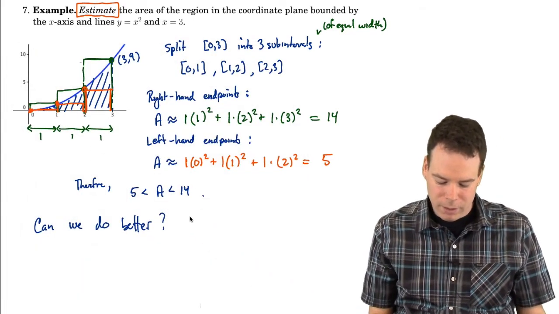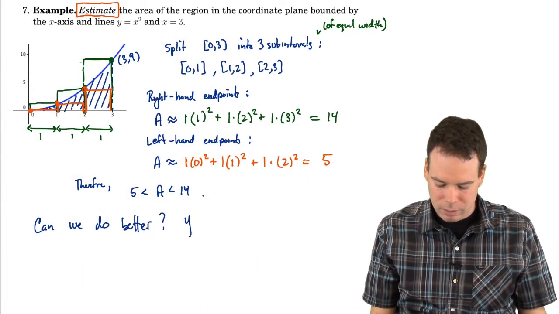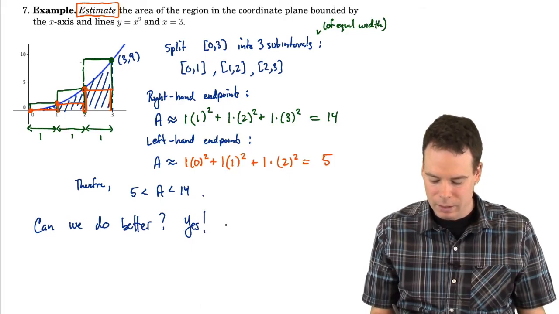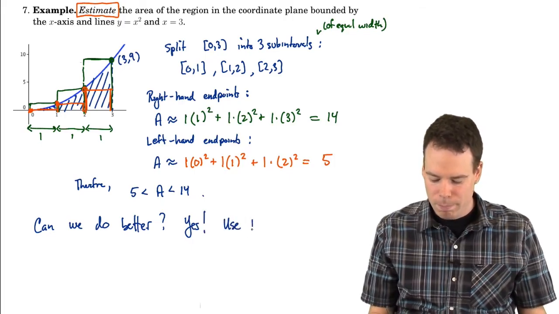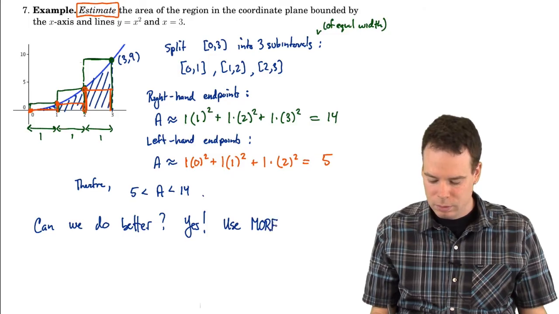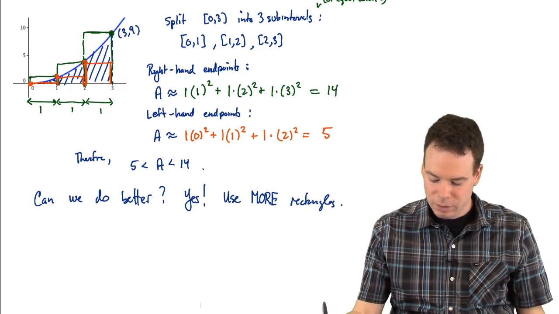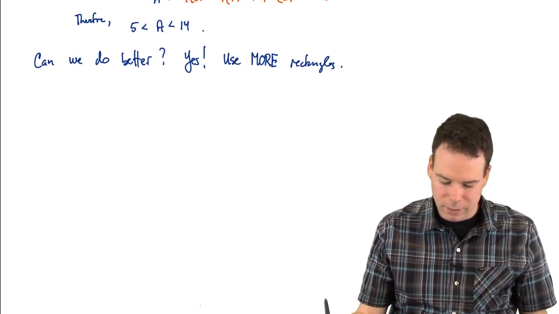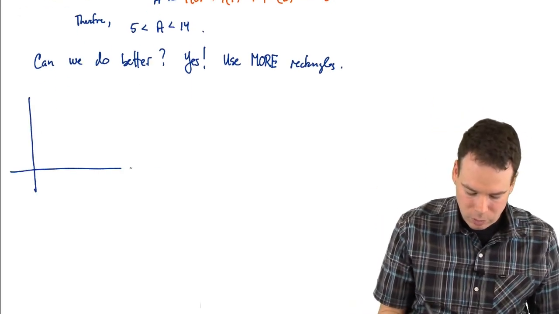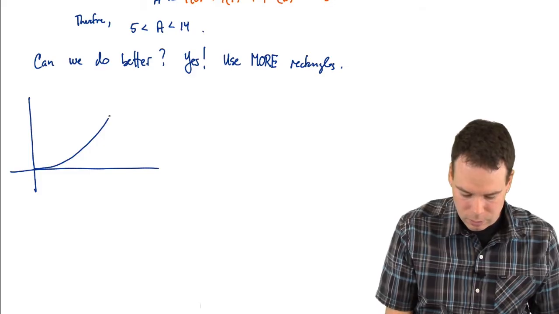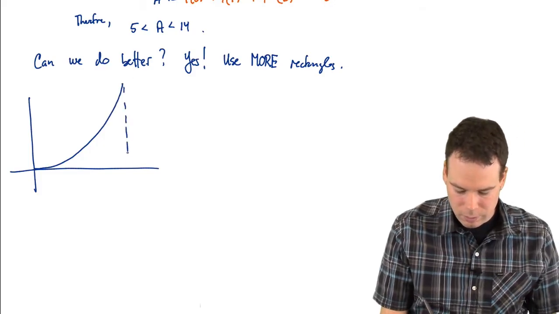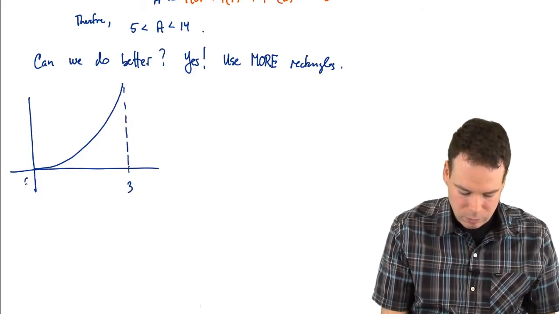So can we do better? And the answer is a resounding yes, we can. We use more rectangles. So let's look at the details. We'll start with the curve again on the interval from 0 to 3.